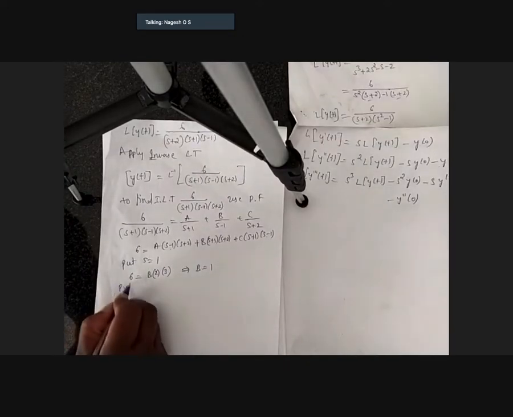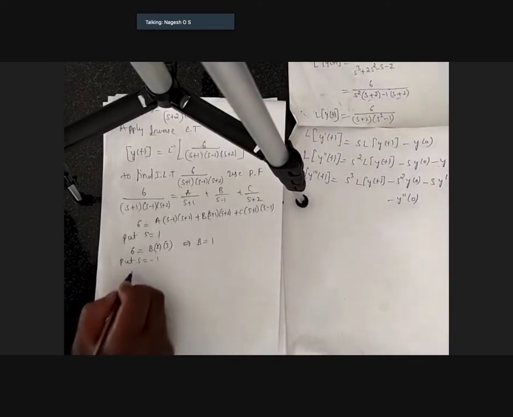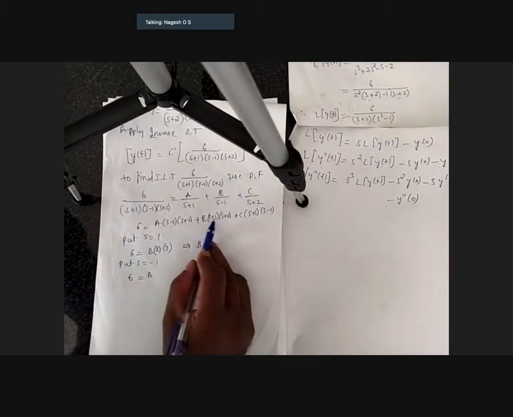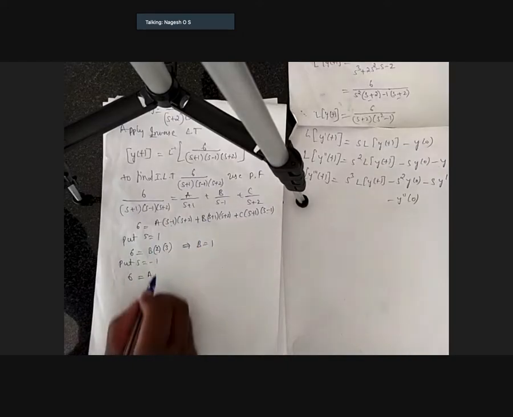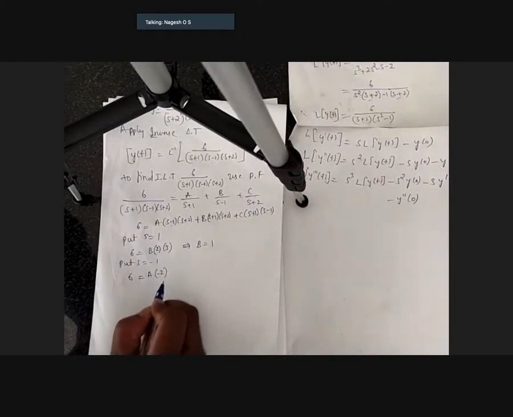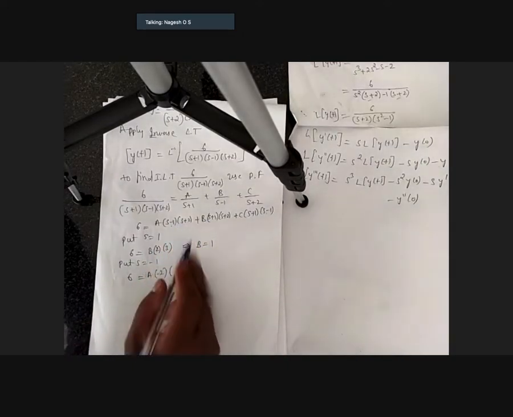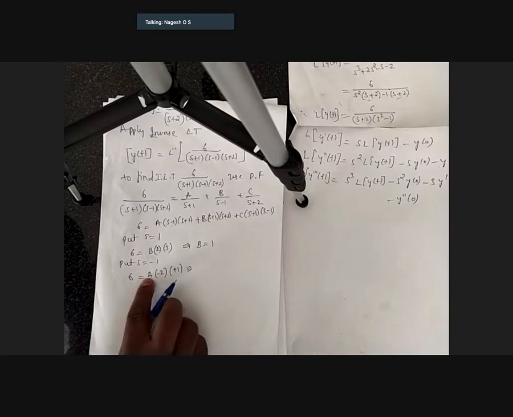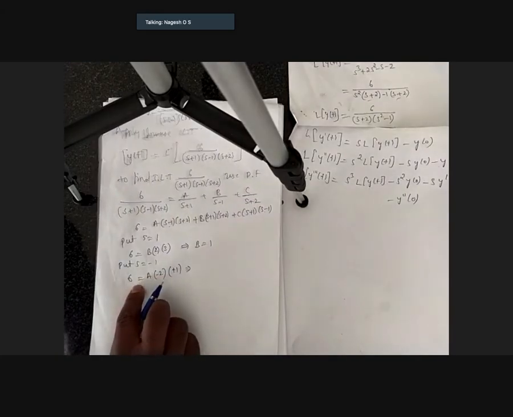Next, put s equal to minus 1. 6 equals... with s equal to minus 1, this is 0, this is 0, only a will be left. Minus 1 minus 1 is minus 2, minus 1 plus 2 is 1. This implies 6 equals minus 2a. 6 divided by minus 2 is minus 3.